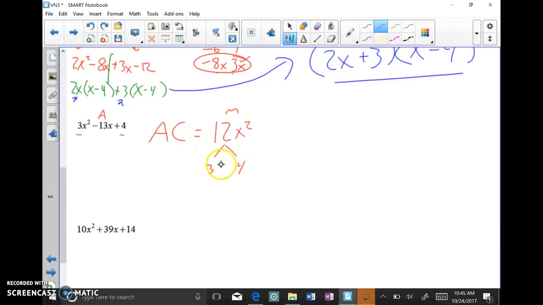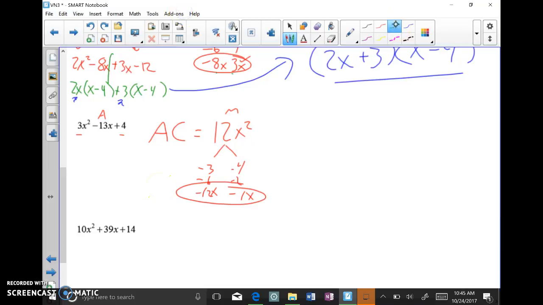But the problem is they need to add to a negative. So if they're the same sign but adding to a negative, that means they're both going to be negative. Do these terms add to negative 13? No. How about negative 6, negative 2? Add to negative 13? No. Negative 12, negative 1. Add to negative 13? Yes. And so those are the ones that I'm going to use.